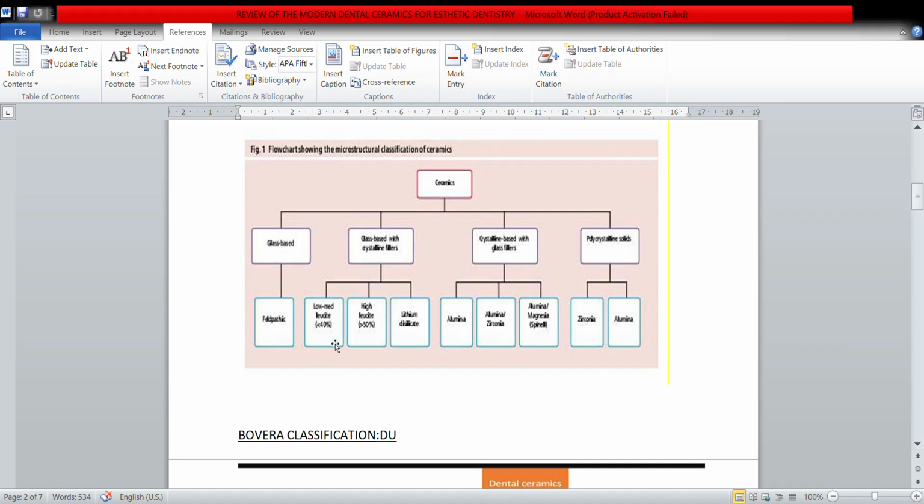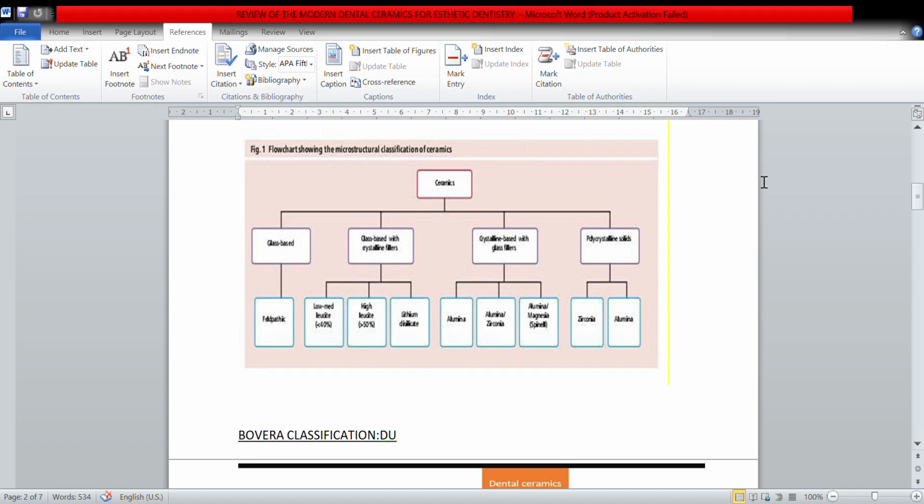If the content of crystalline fillers is less than 40%, they are classified as low or medium lucite. And if it is greater than 50%, then they are classified as high lucite. And the third type of ceramic that falls into this category is lithium disilicate, which I will discuss in very much detail.